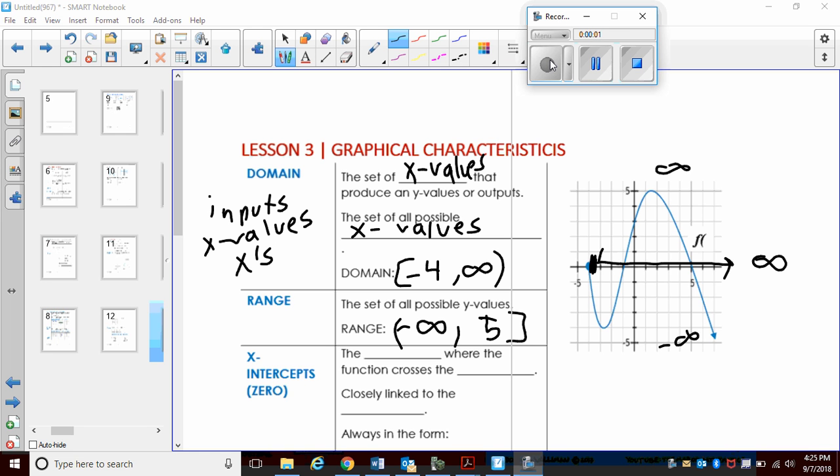Welcome back. This is graphical characteristics. It's lesson 3 in unit 1. So we're going to start off with major things you already should know how to do. Gathering the domain and the range.